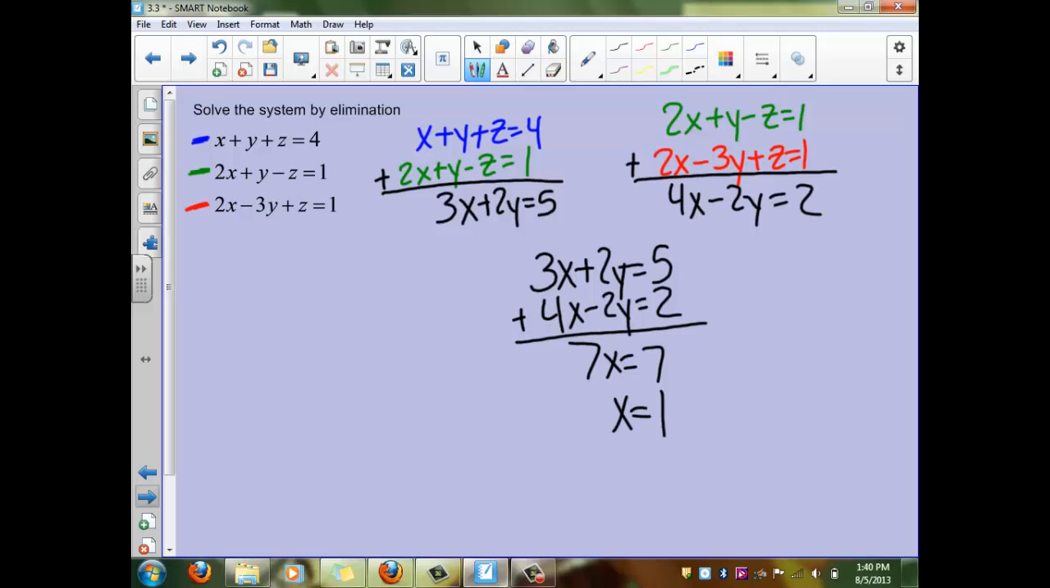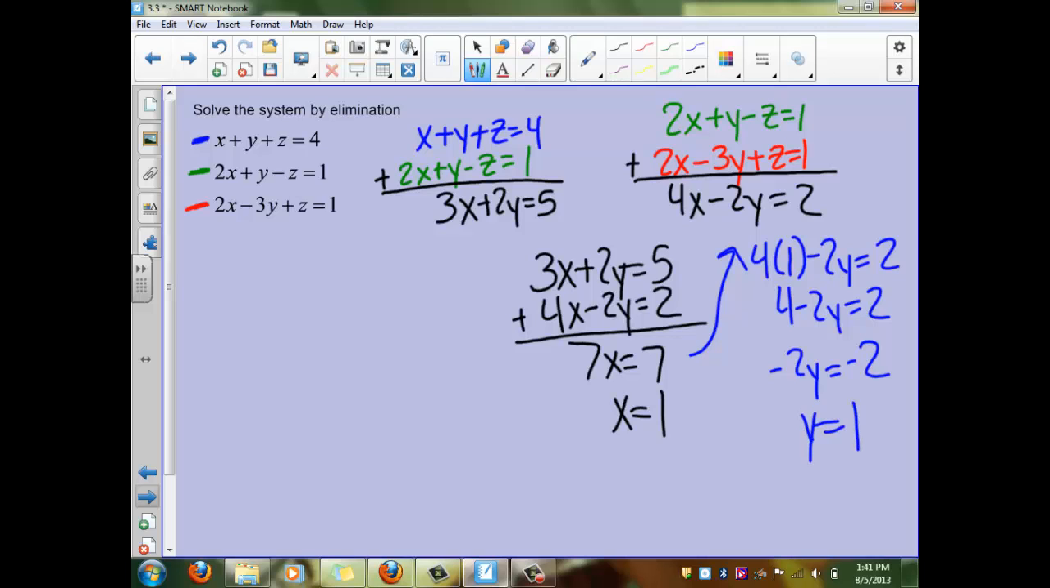But once again, we only have one variable. We need to substitute that back in to get our second variable. So let's just go ahead and substitute it in to here, and it doesn't matter which one we pick. Subtract 4 from both sides, so y is going to equal 1.